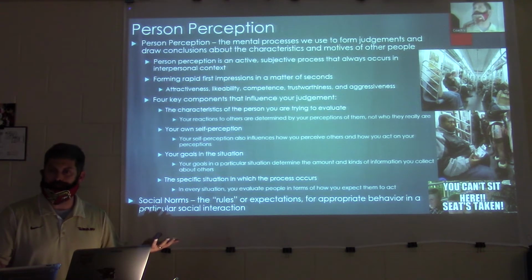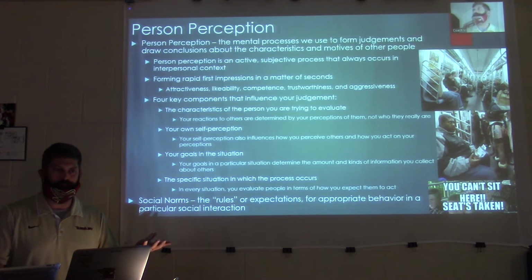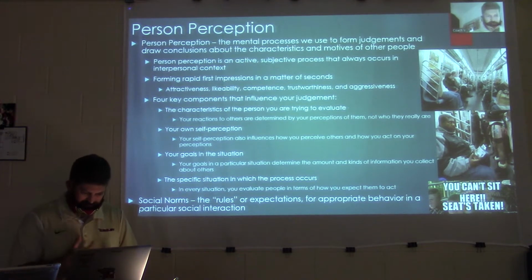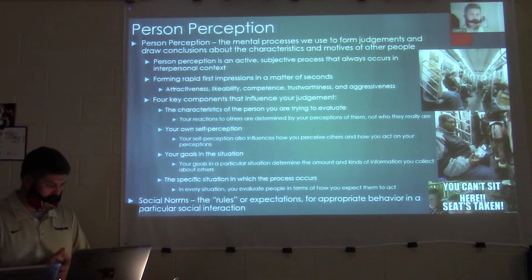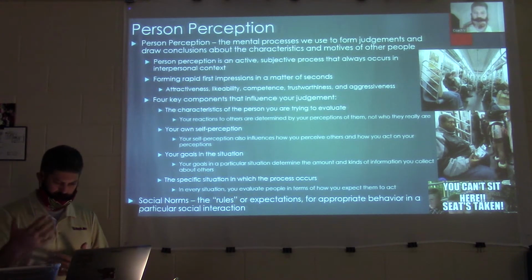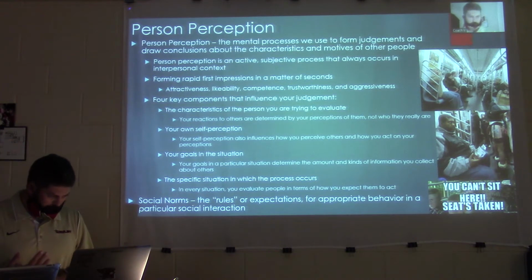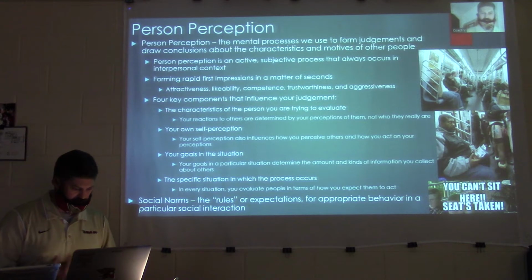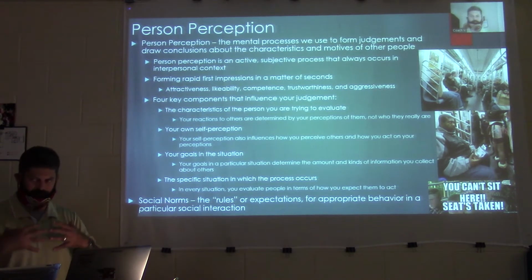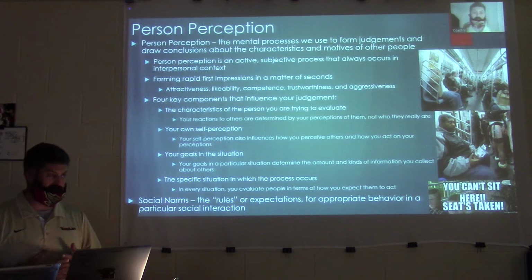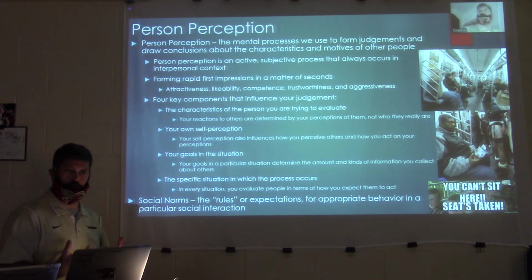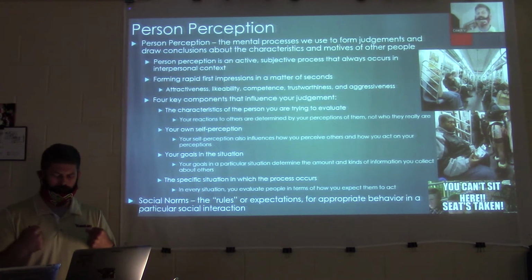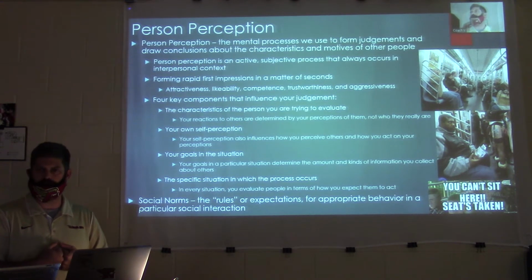You do judge people almost immediately, okay? And I know that we're taught not to, but that is something that we do. So person perception is an active, subjective process that always occurs in an interpersonal context, right? Between you and another person. So, forming rapid first impressions in a matter of seconds. Attractiveness, likability, competence, trustworthiness, and aggressiveness all have to be taken into account very quickly for you to establish whether or not this person can join your group, which will again increase your chances of survival. Remember, we're dealing with hundreds of thousands of years of evolution here.